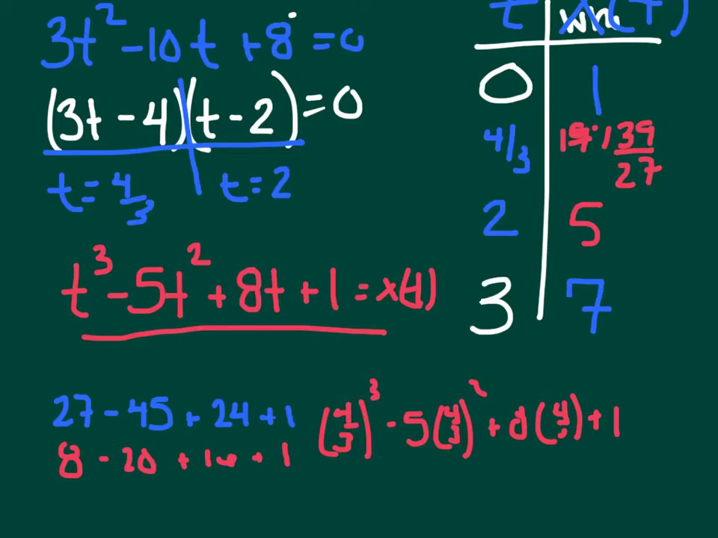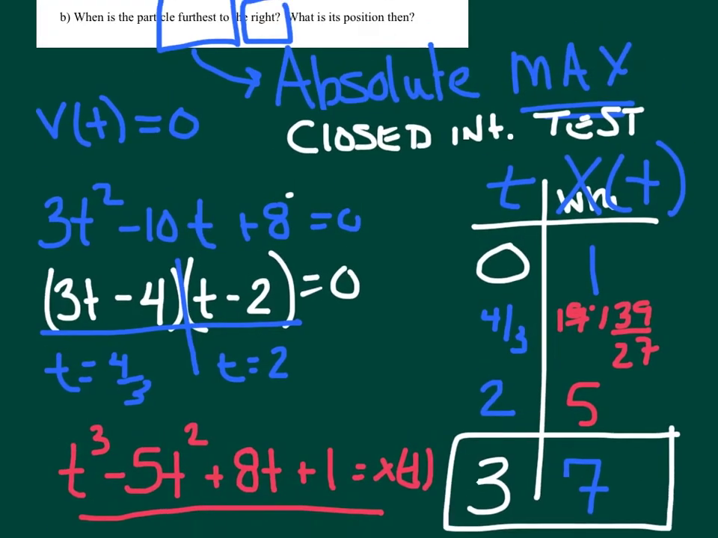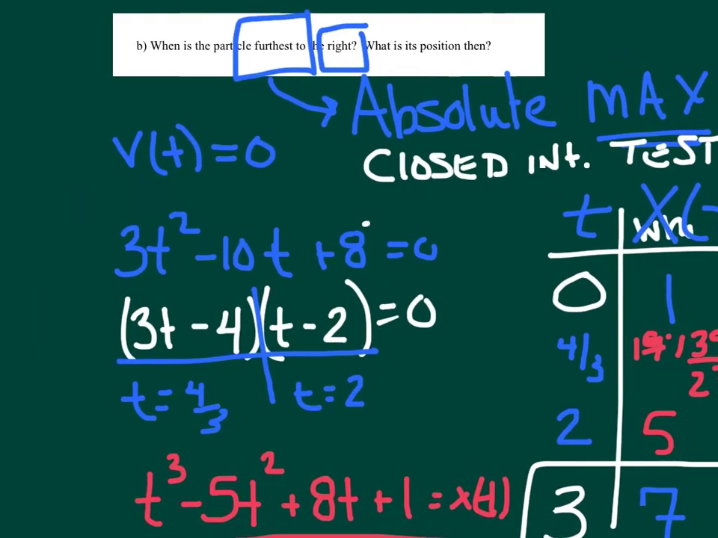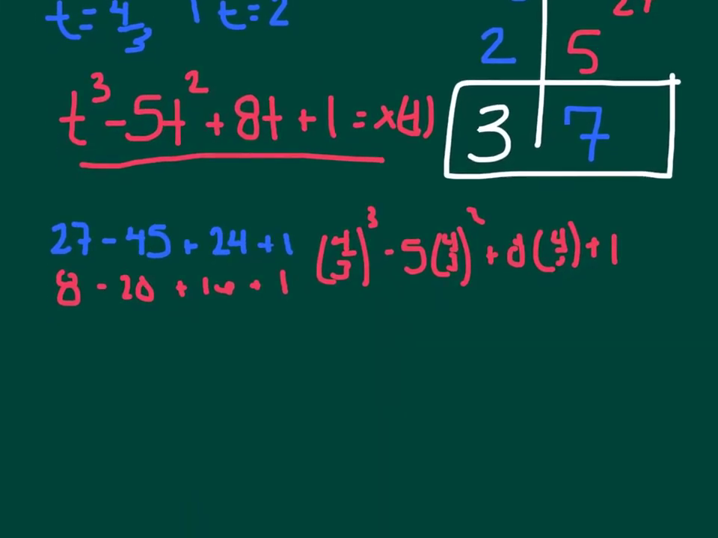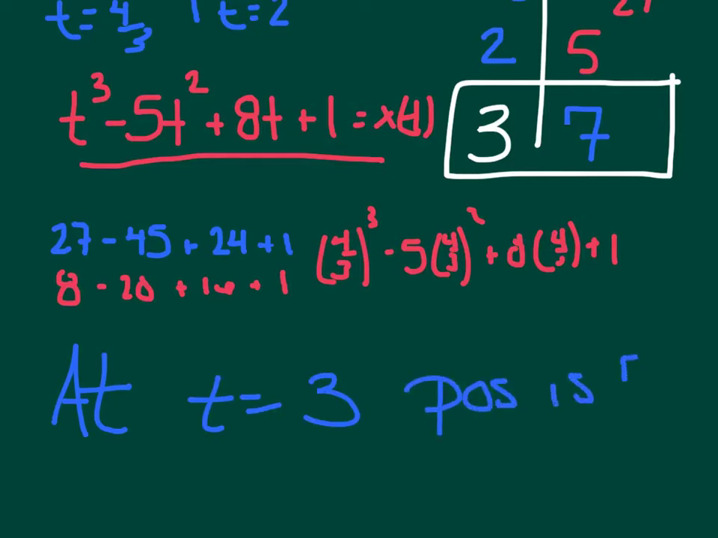So now I have to answer the question. When is the particle furthest to the right? All right, so basically I'm just saying which of these is the largest position? And let's just read the wording of the question again. It says, when is the particle furthest to the right? So if I say when, I'm asking the time. So I would say when t equals 3. And what is its position? It's positioned at 7. So to answer that question, I would say at t equals 3, and the position is 7.